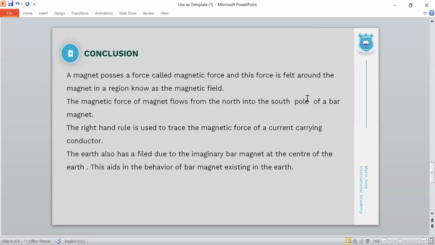The right-hand rule is used to trace the magnetic force of a current carrying conductor, which we already showed using the right-hand rule. The Earth also has a field due to the imaginary bar magnet at the center of the Earth, which affects the behavior of a bar magnet existing in the Earth. All right, thank you for listening.